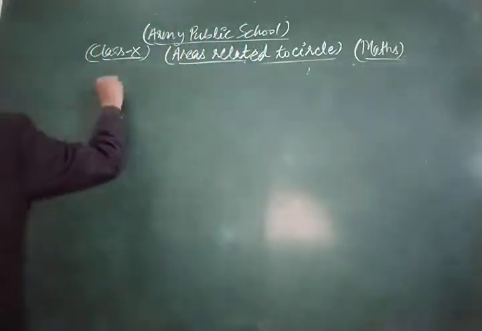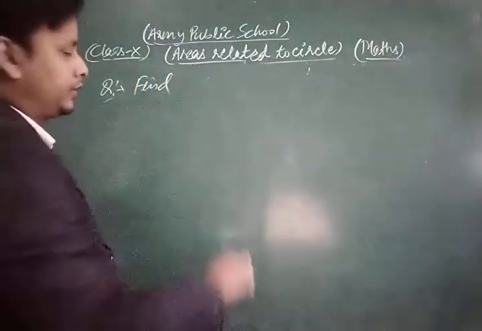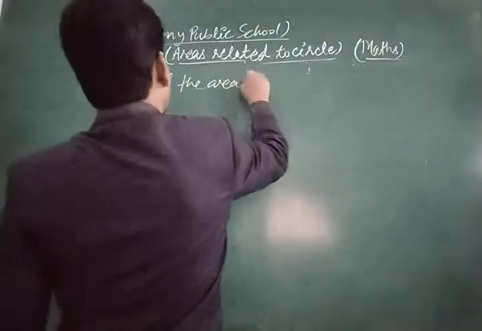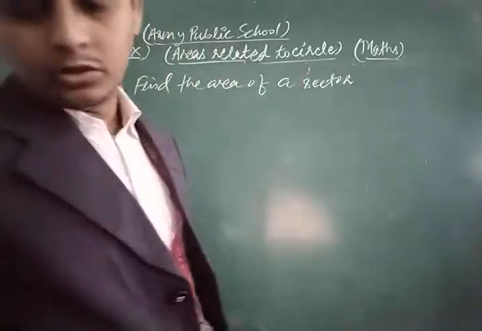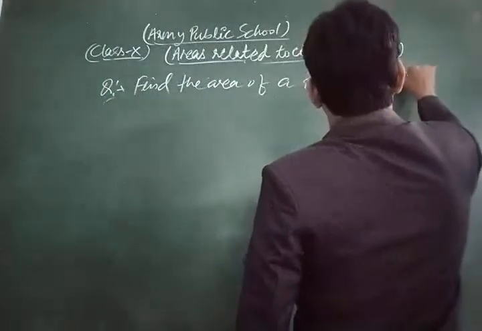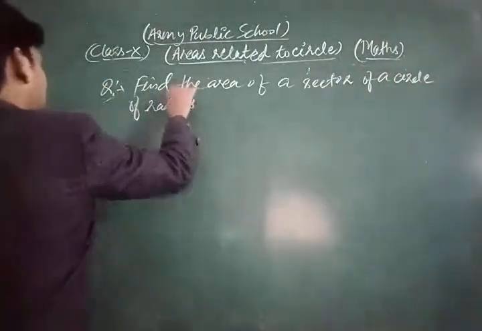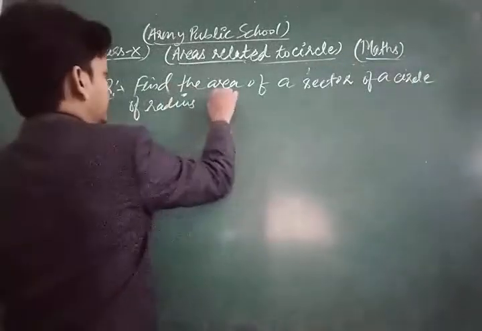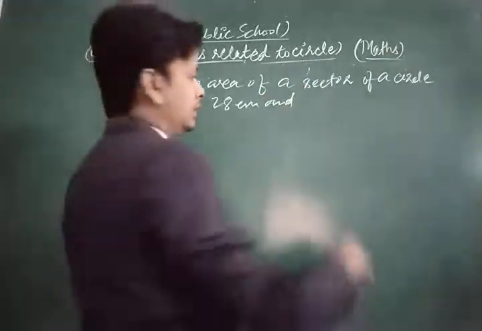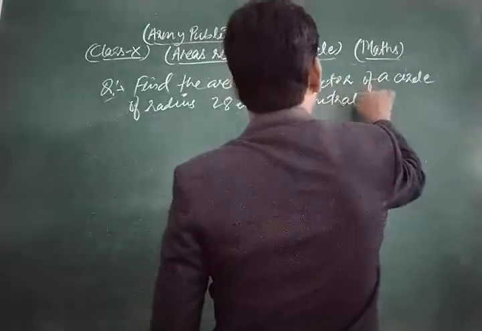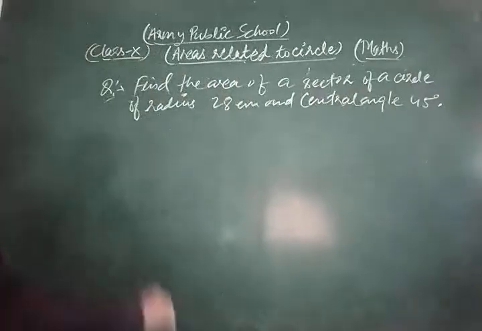Now your question is, find the area of the sector of a circle of radius 28 centimeter and central angle 45 degree. Now let's see the solution.